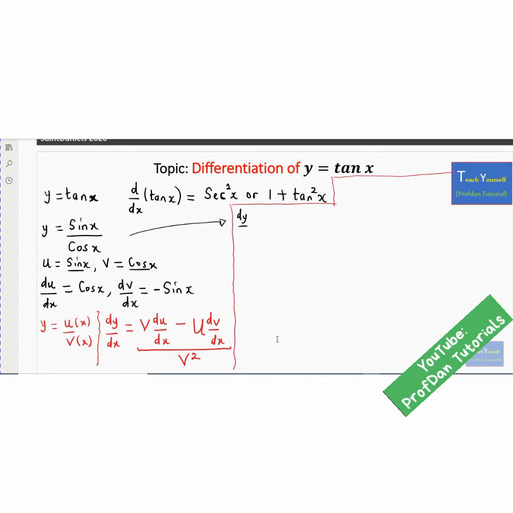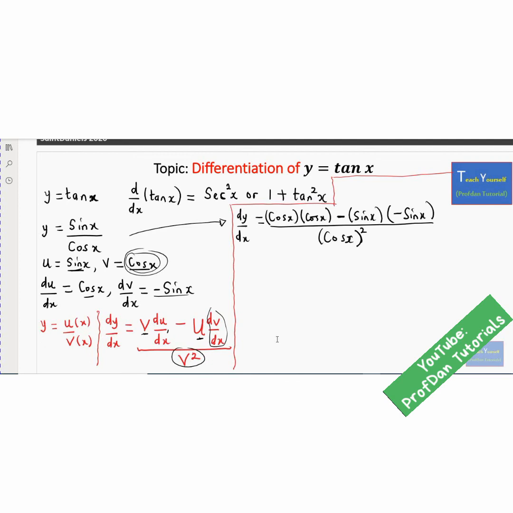So our differentiation of y with respect to x is going to leave us with v, which is cos x, times du/dx, and that is also cos x, minus u, which is sine x, times dv/dx, which is negative sine x, all divided by v squared, and our v is cos x, then we have the square on top.